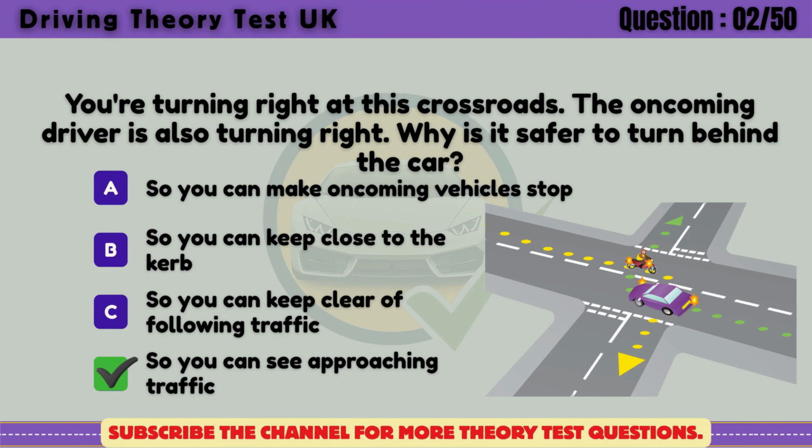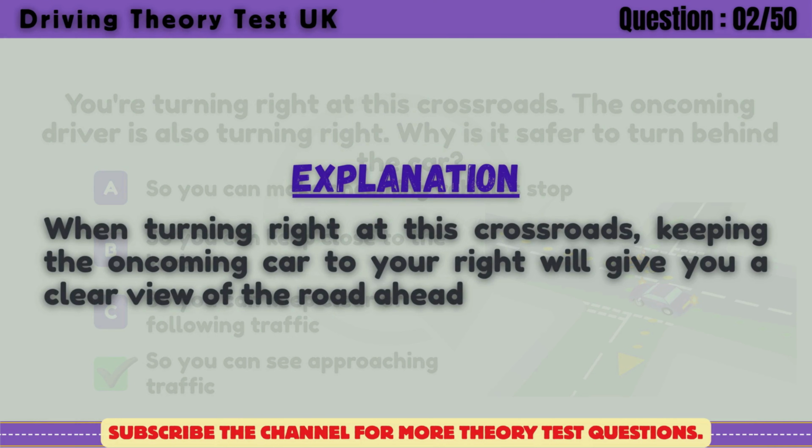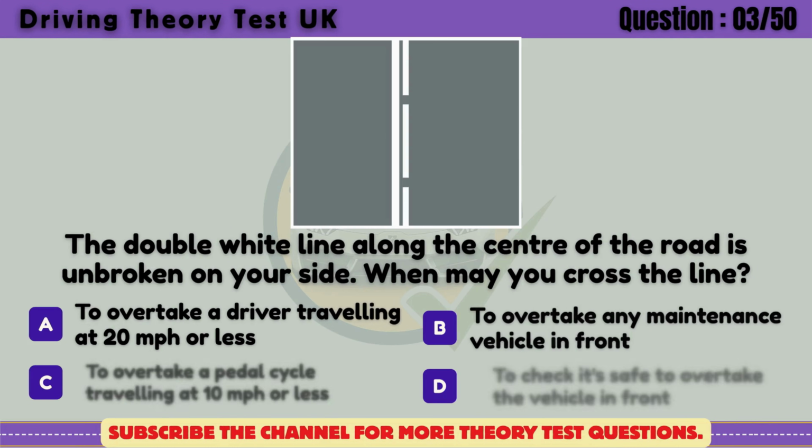Answer is D. So you can see approaching traffic. When turning right at this crossroads, keeping the oncoming car to your right will give you a clear view of the road ahead.